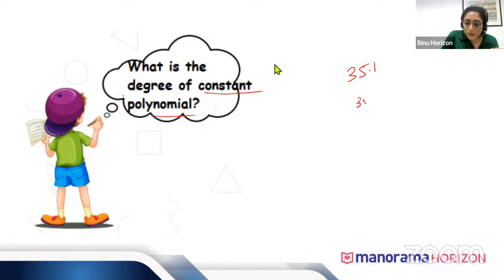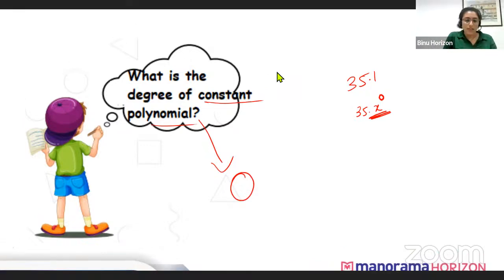What does that 1 mean? We can write it in terms of an exponent, that is x raised to 0. From that, we can understand that the degree contained in that is only 0. So the degree of the constant polynomial is 0. Understood? Yes, 0. x raised to 0.